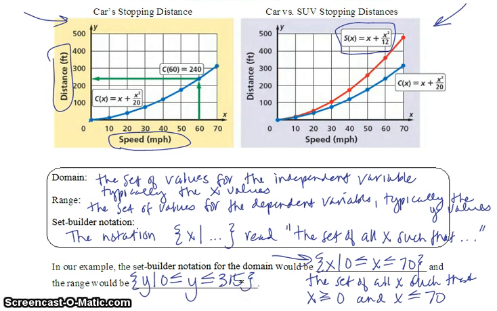And we would say the set of all values such that y is greater than or equal to 0 and y is less than or equal to 315. If we go back to those domain values, those x values, if you look on the graph again, the car stopping distance graph, x goes from 0 up to 70, so that's how we got that 0 to 70. So it's always not the same numbers, it just depends on the graph. You have to look at the x values for the domain, those independent variables, and the y values for the range or those dependent variables, and then you would write it in set builder notation like we just did at the bottom here.